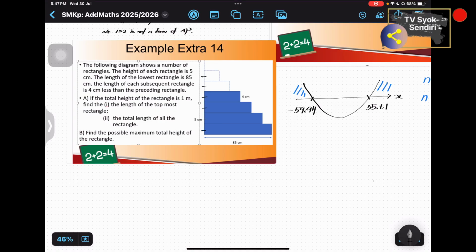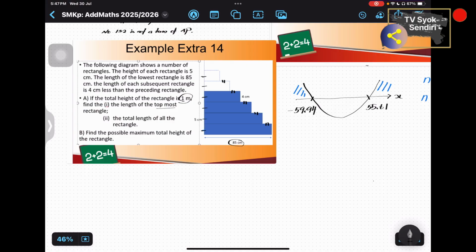Now the length of the lowest rectangle is 85, given to us already. Then the length of each subsequent rectangle is 4 centimeter less. So this is 4 centimeter, this is 4 centimeter, and so on. That is what they mean by the subsequent being less than the preceding rectangle. So if the total height of the rectangles is 1 meter, now find the length of the topmost rectangle.